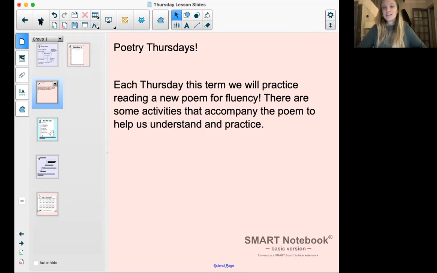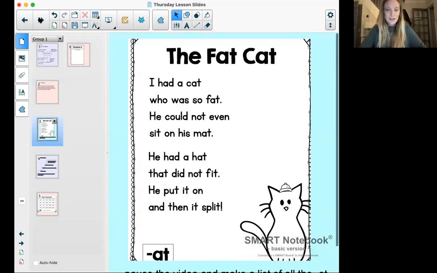There are some activities that accompany the poem that can help us to understand and to practice our different sounds that we're using. Okay, so our first poem is a very simple poem. I think we'll all be able to read it. We'll all be able to sound it out in year one, certainly. And we're going to practice all those skills. So fluency, so expression, stopping where you see a full stop, making sure that we're not stopping to sound out all the words, but we're just reading them smoothly.